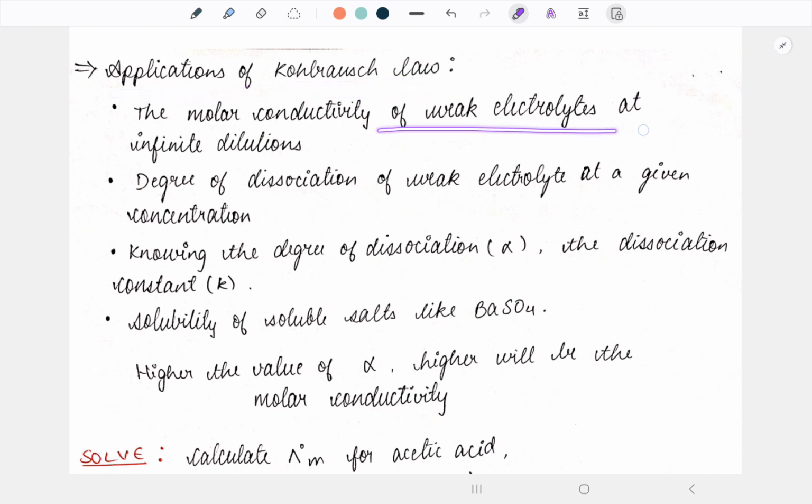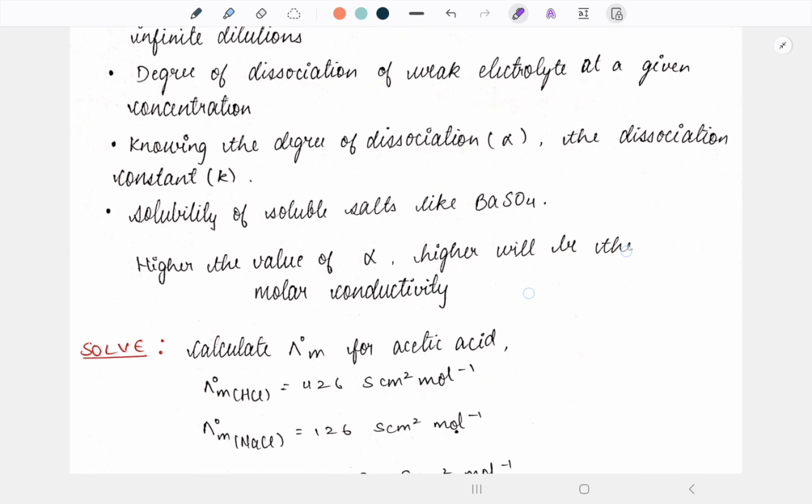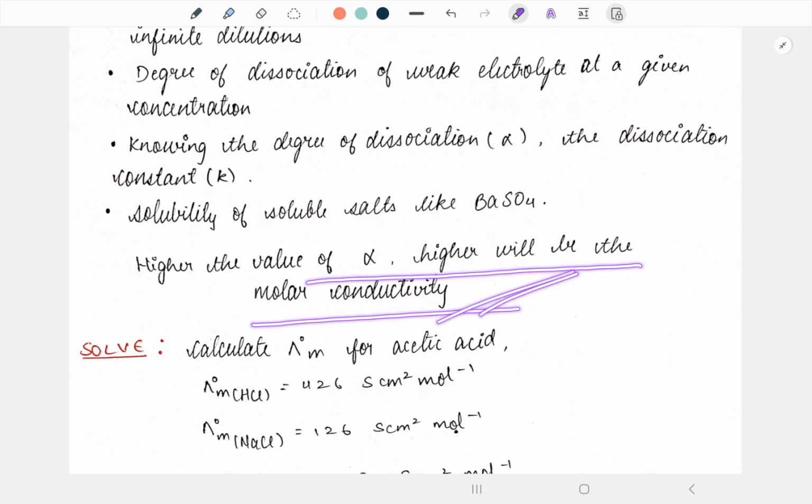That is, the molar conductivity of weak electrolytes at infinite dilution can be calculated, and we can calculate the alpha at a given concentration, and we can know the alpha and also the constant K. The solubility of sparingly soluble salts like BaSO4, AgCl, Mg(OH)2 can also be calculated. And the molar conductivity of a weak electrolyte also depends on alpha. The higher the value of alpha, the higher will be the molar conductivity.